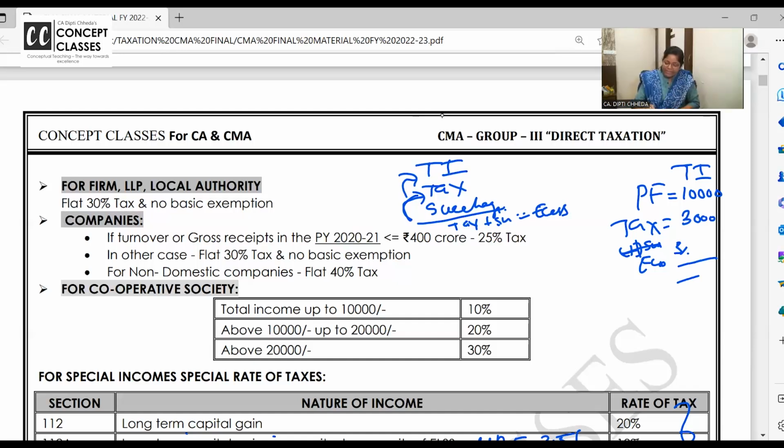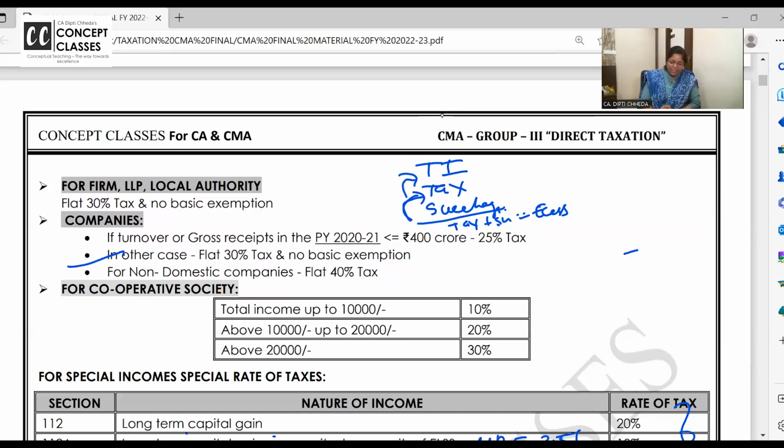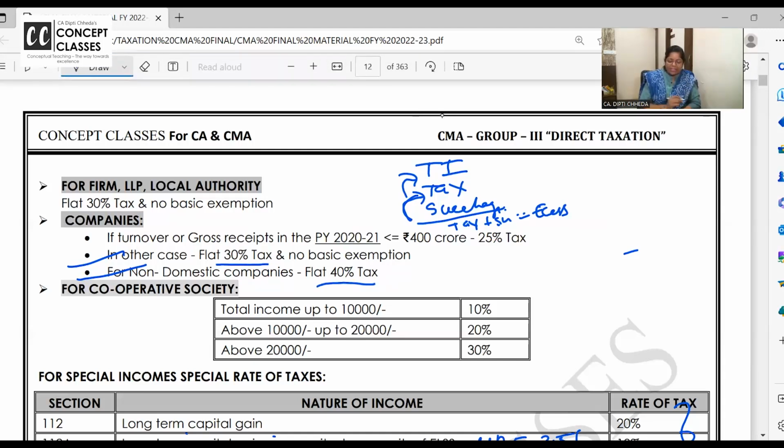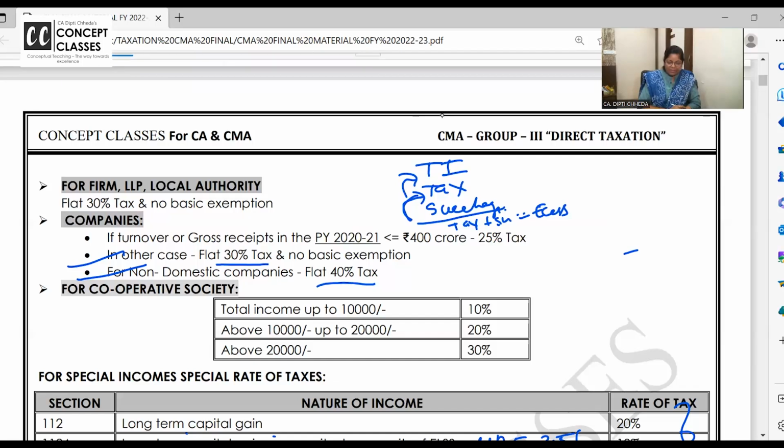Coming to companies, there is a change. Those who have taken coaching last year, it was 19 and 20. What is the tax rate for the company? Flat 30% for Indian companies, domestic companies. For a foreign company, the tax rate is 40%.